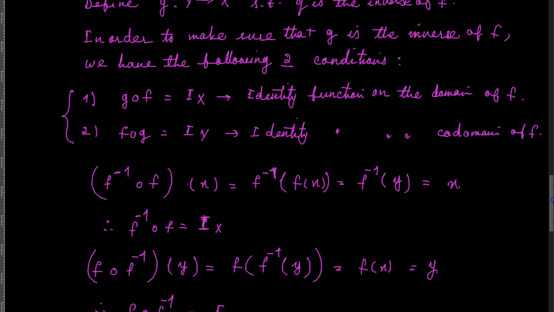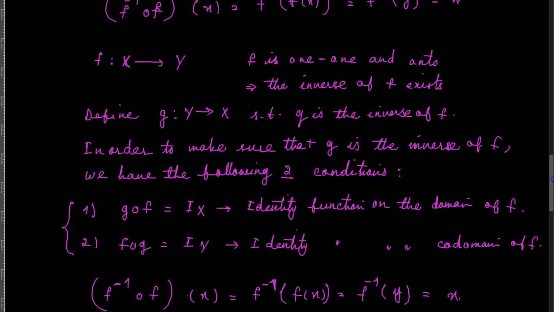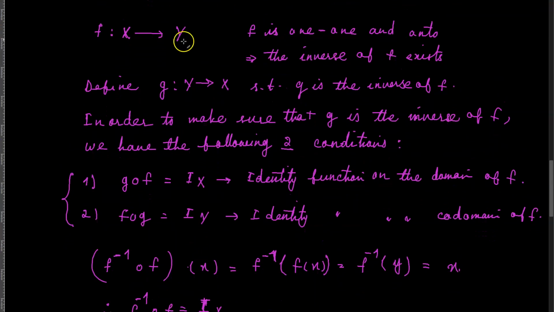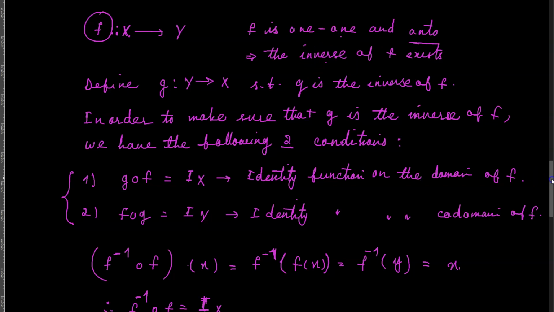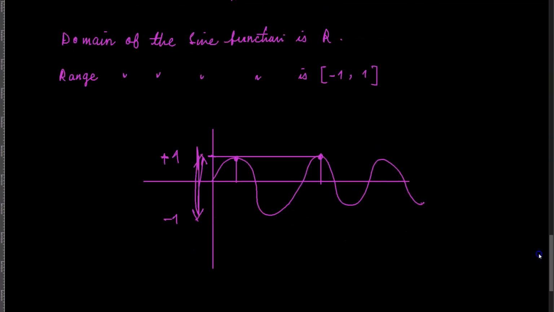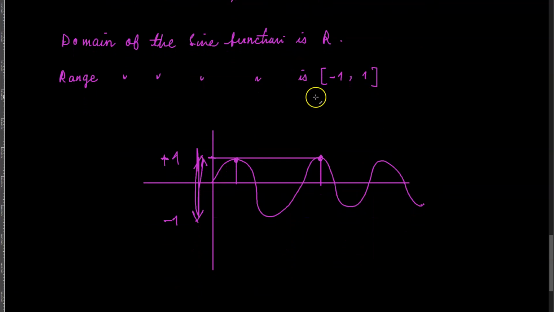And over here we argued that if the inverse of a function is supposed to exist, the function has to be 1-1 and onto. Otherwise, the inverse of the function doesn't exist in the first place. So now, to deal with the sine function, first it has to be 1-1, and then it has to be onto.